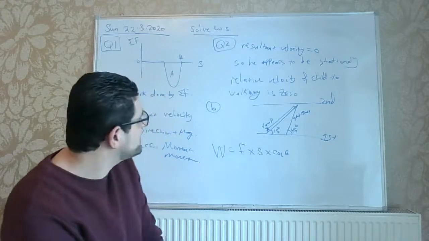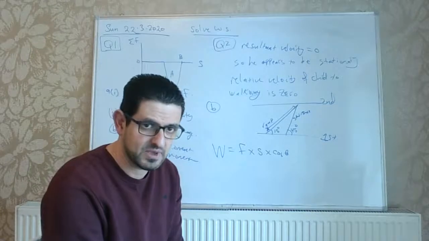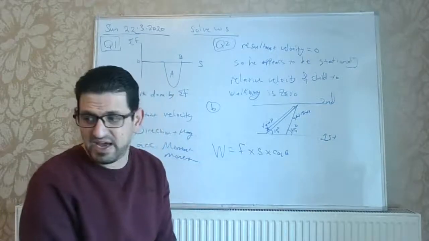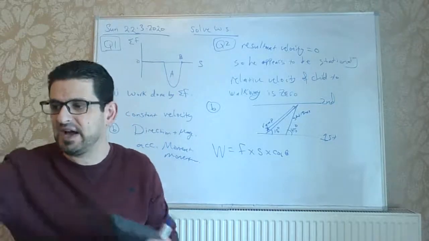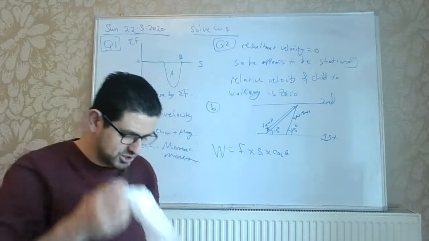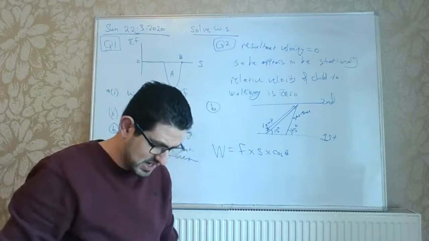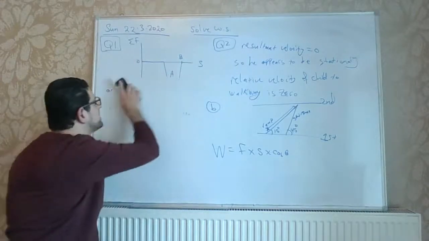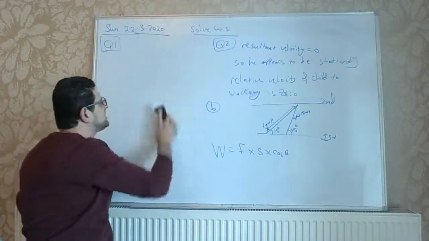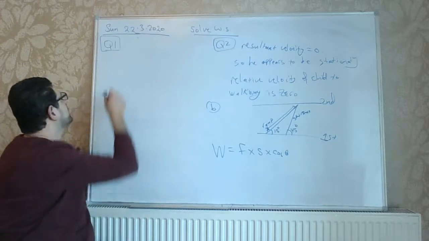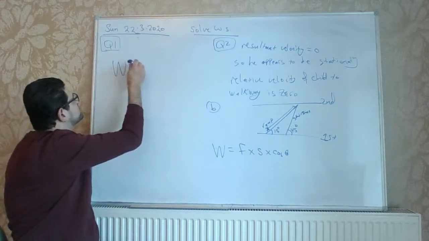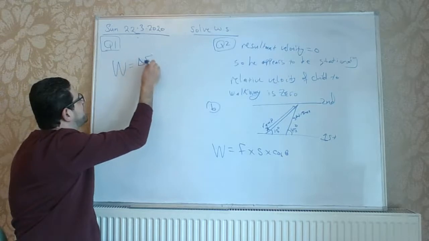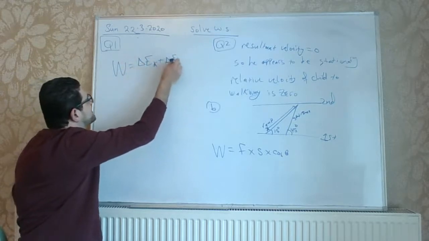If the question said what's the minimum work done, yes, I would put it like this. It might work, but I don't prefer it. What do you want to do? I want to do as Asad said. The work done equals the change in kinetic energy plus the change in potential energy. Work done equals delta EK plus delta EP.